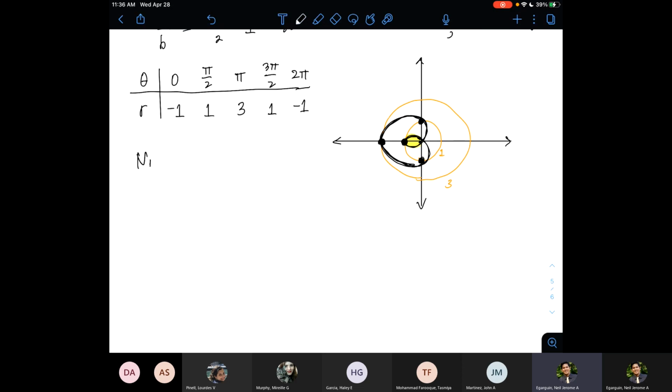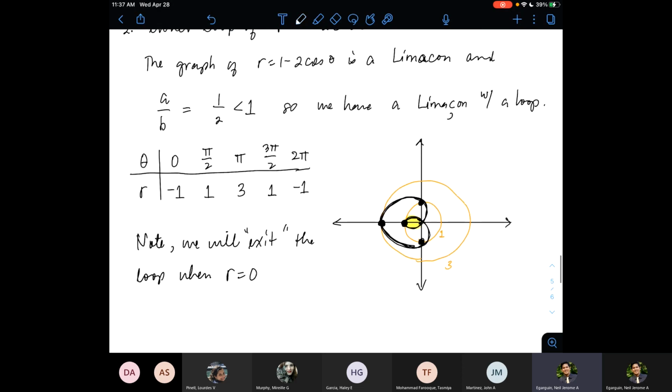So note, we will exit the loop when r is equal to 0. Again, that is because you're starting here at r equals 0. As r increases little by little, you'll go here, and at some point you will hit the pole, and that will signal the exit from the smaller inner loop. So r is equal to 0 when, for what value of theta?